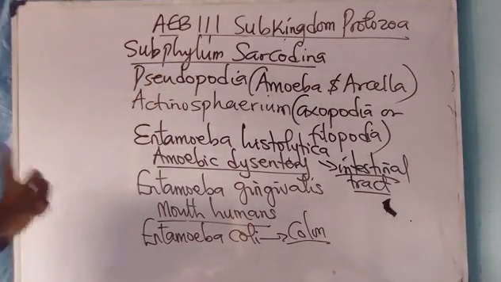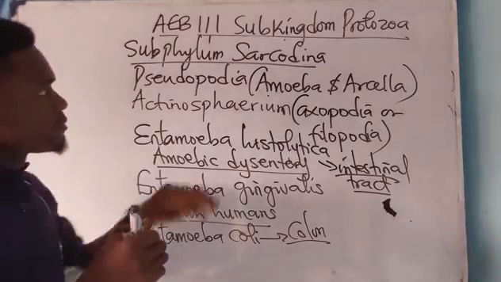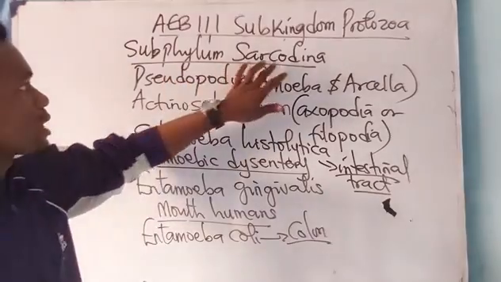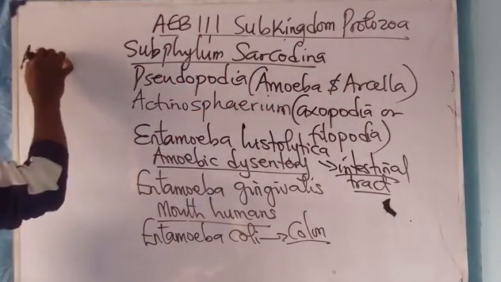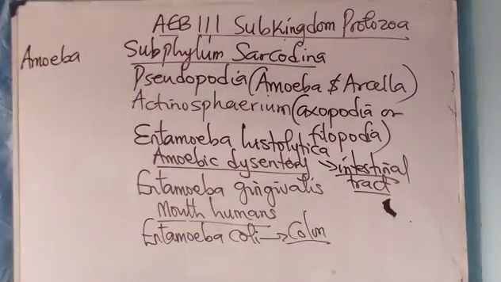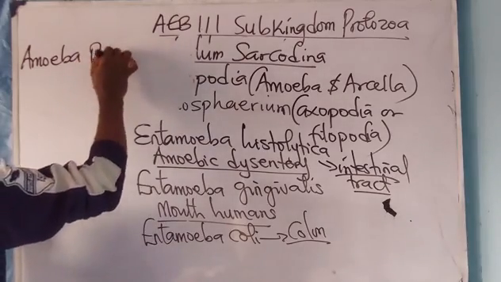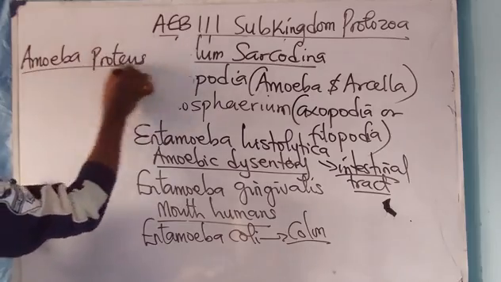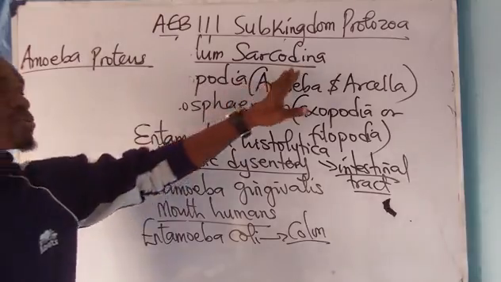That is not all about Subphylum Sarcodina. A representative member of Subphylum Sarcodina is the amoeba. It is Amoeba proteus, with a small letter p for the species name. Amoeba proteus is the representative member of Subphylum Sarcodina.